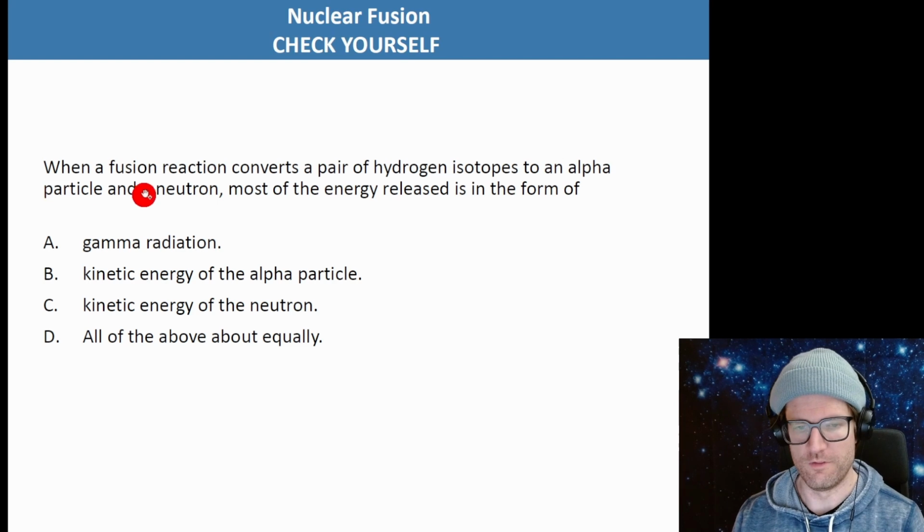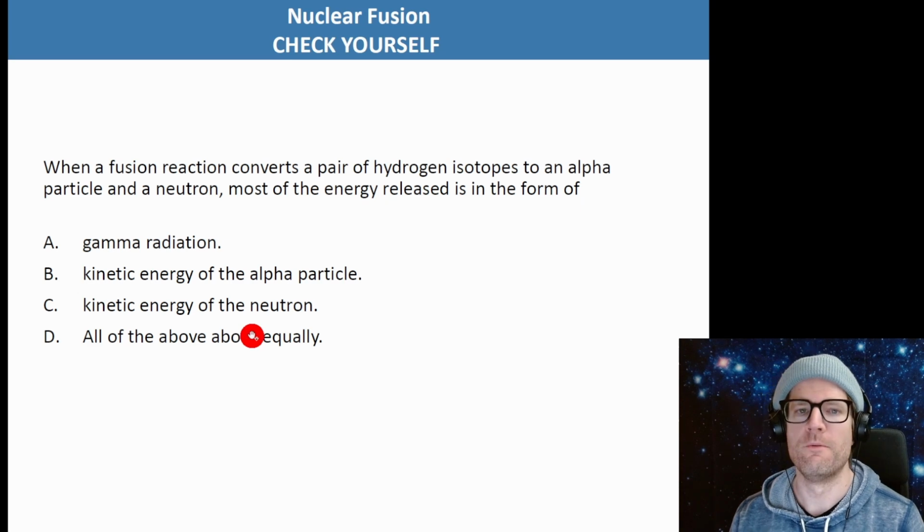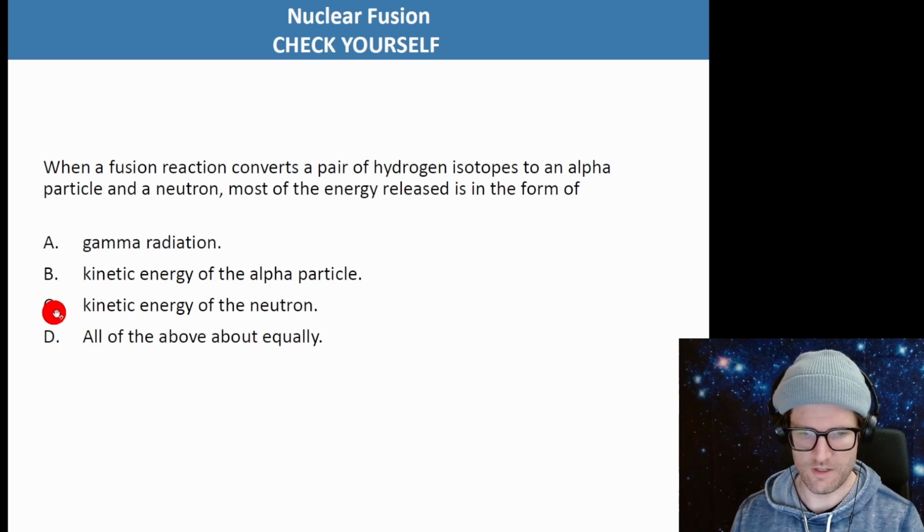Okay, when a fusion reaction converts a pair of hydrogen isotopes to an alpha particle and a neutron, most of the energy is released in the form of gamma radiation, kinetic energy of the alpha particle, or kinetic energy of the neutron. Well, we just have to look this up. It's going to be C, kinetic energy of the neutron.